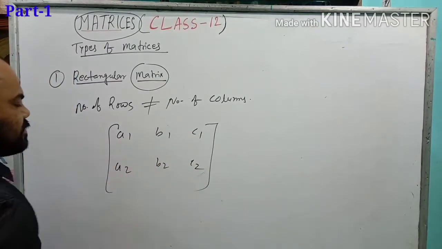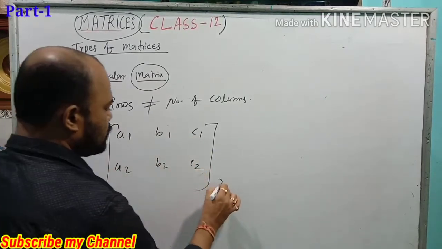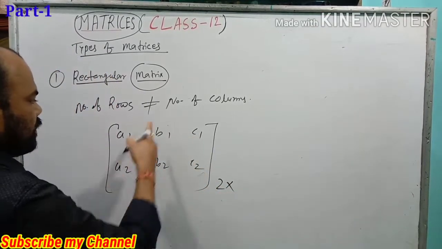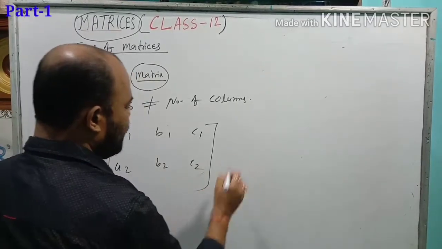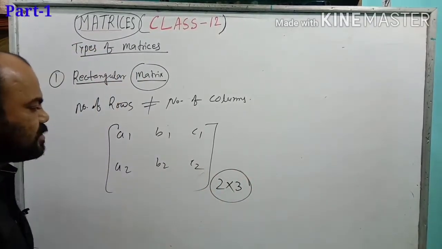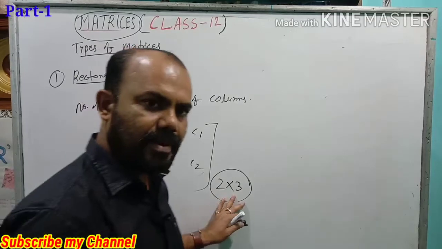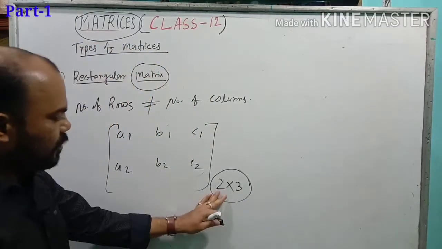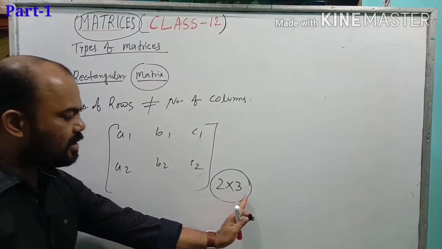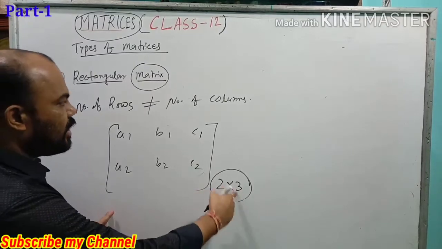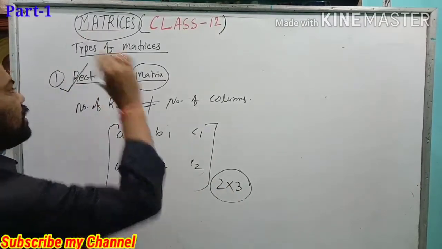What is the order of this matrix? There are 2 rows by how many columns? 3 columns. So this is a 2 by 3 matrix. This is the order of the matrix. What is the order of the matrix? 2 by 3. What is the number of rows? There are 2 rows and 3 columns. Obviously these are unequal, so this is a rectangular matrix.